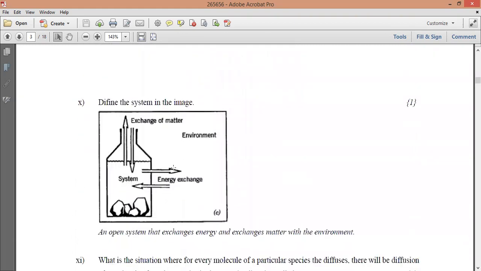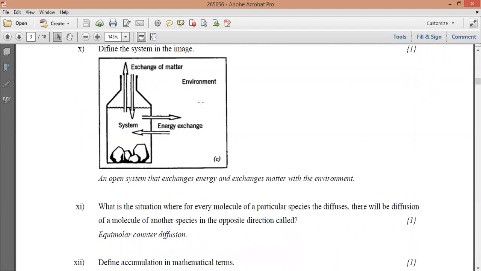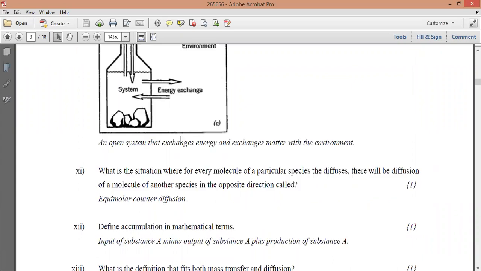Okay, then this one, define the system in the image. This is the second last system that we looked at. So those energy exchange, so this is the what? This is an open system that exchanges energy and exchanges matter with the environment. So even this question you should be able to get right.